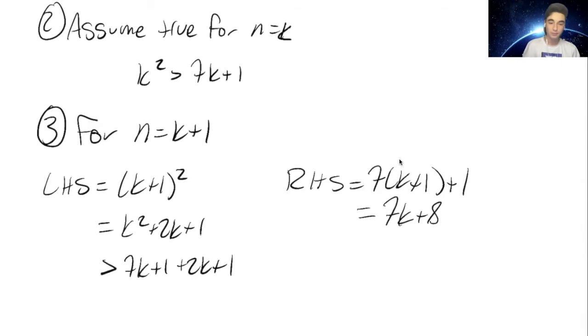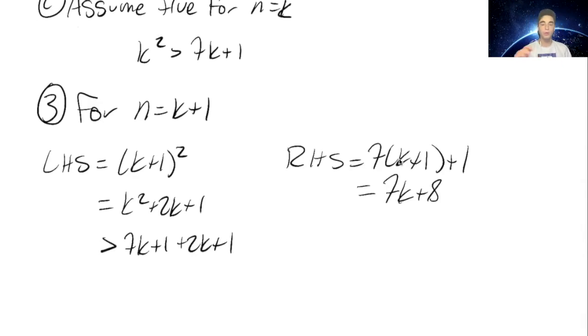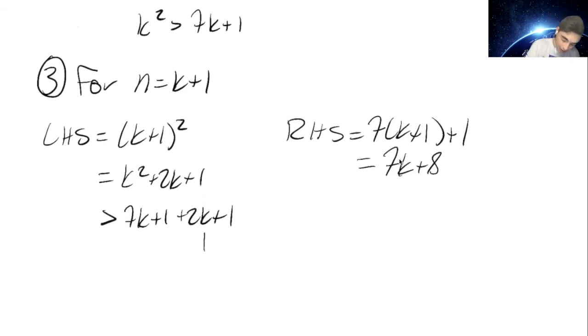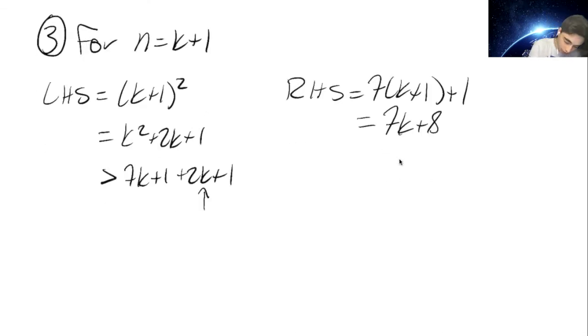Okay, so now what did we say our k equals? Our k is n. But what did we say our n equals? Our n works for n equals 8. So to make our life a little bit easier and to prove, we're just going to plug in 8 for k. So it's greater than 7k plus 18, because 2 times 8 is 16, plus 1, 18.